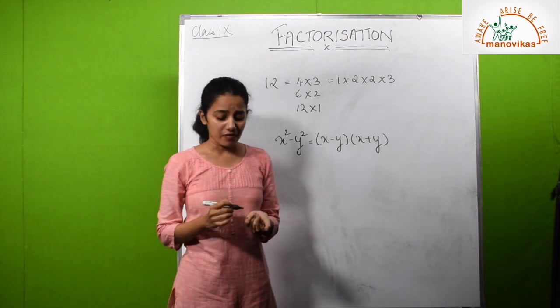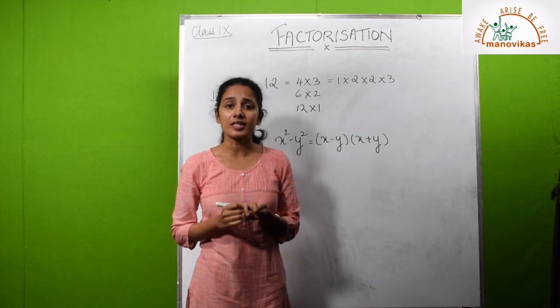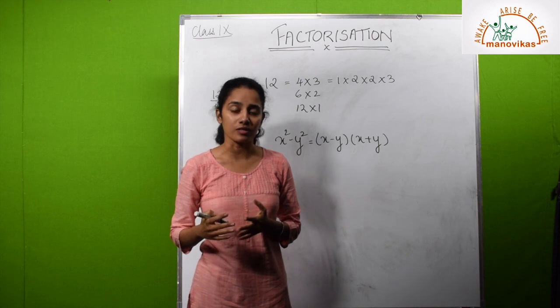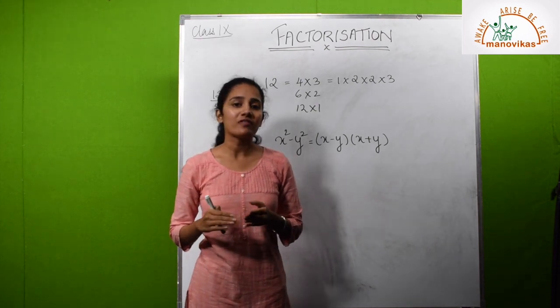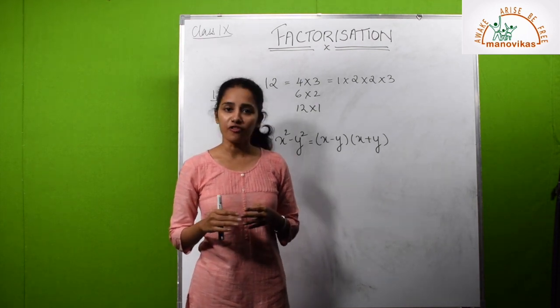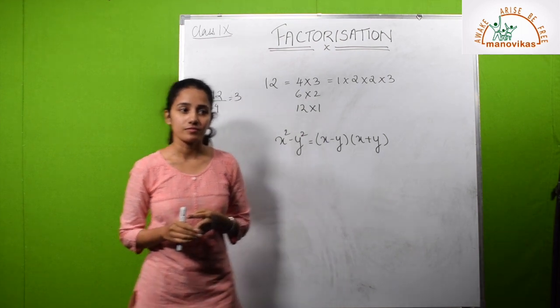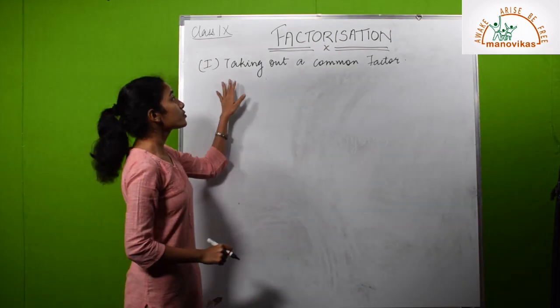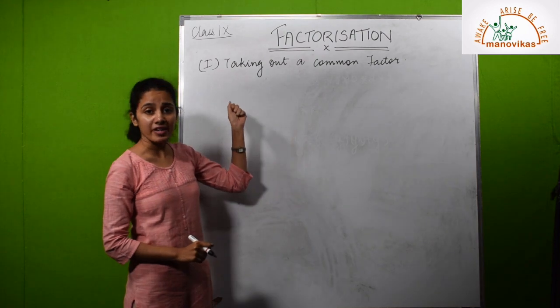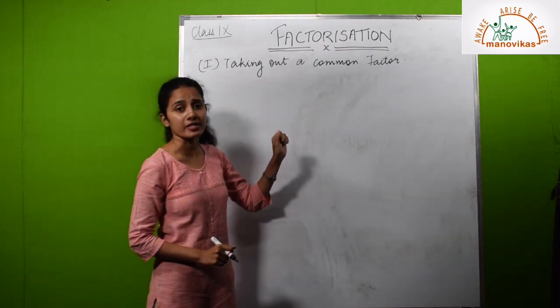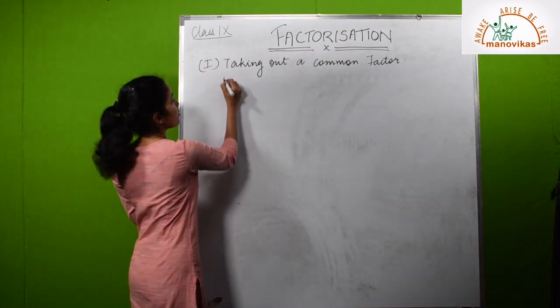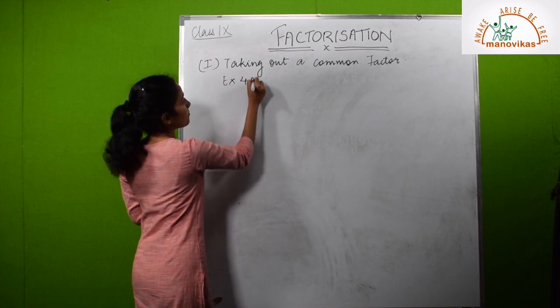In this topic, there are 5 methods that we will be seeing to factorize an expression. In today's video though, we will be taking 3 methods to factorize an expression. Let us take the first method. The first one is factorization by taking out a common factor. Let us take examples from exercise 4a.